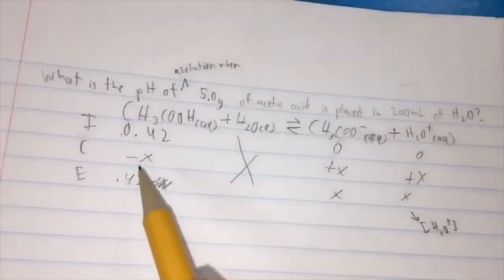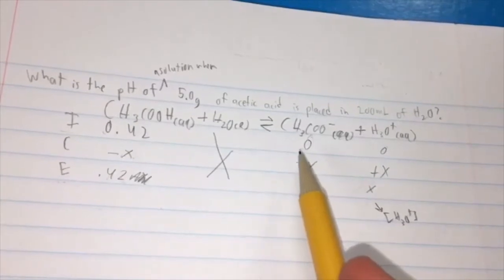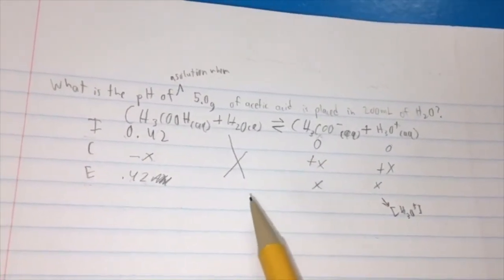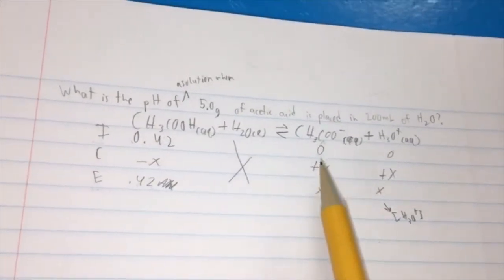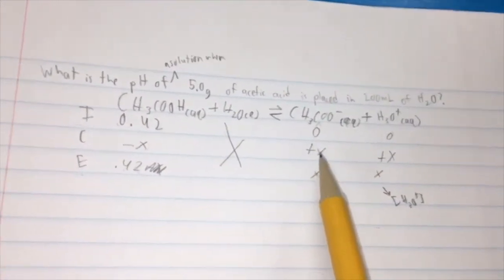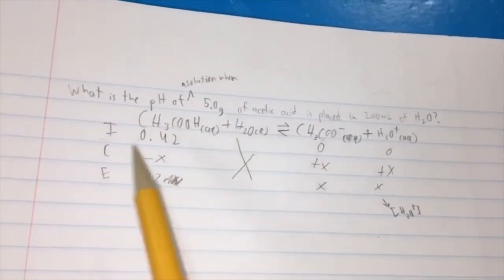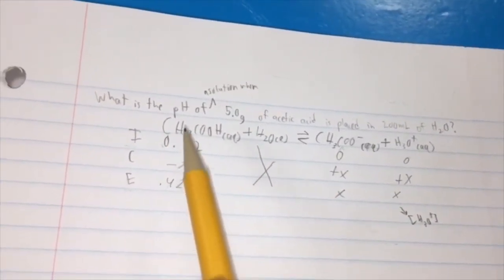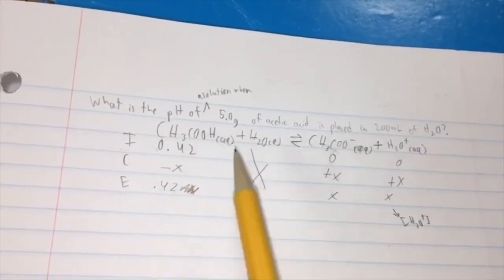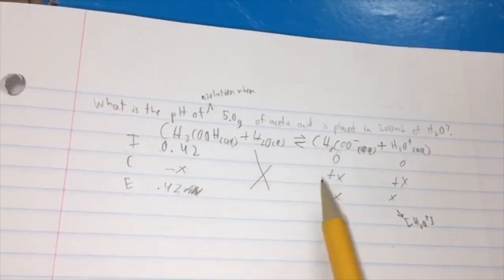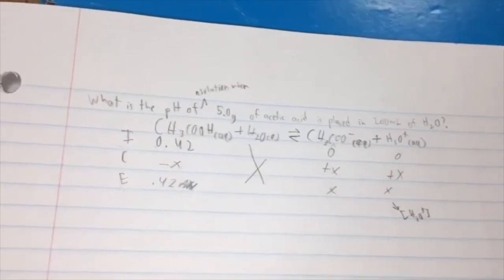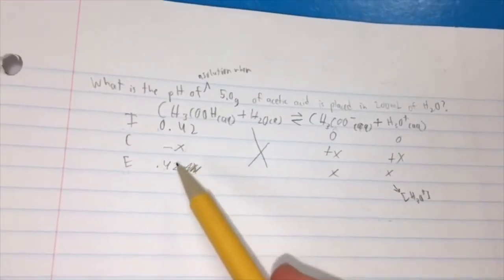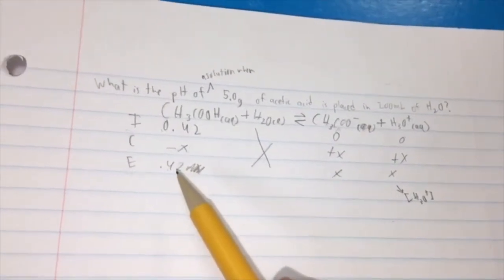And then what? So for the change, since you can't get a negative molarity for the substance, it's going to increase. But by what? We don't know. And also, since it's 1 mole of each, it goes up by 1x and it goes down by 1x instead of 2 or 3. And at equilibrium, we're going to have pretty much 0.42.